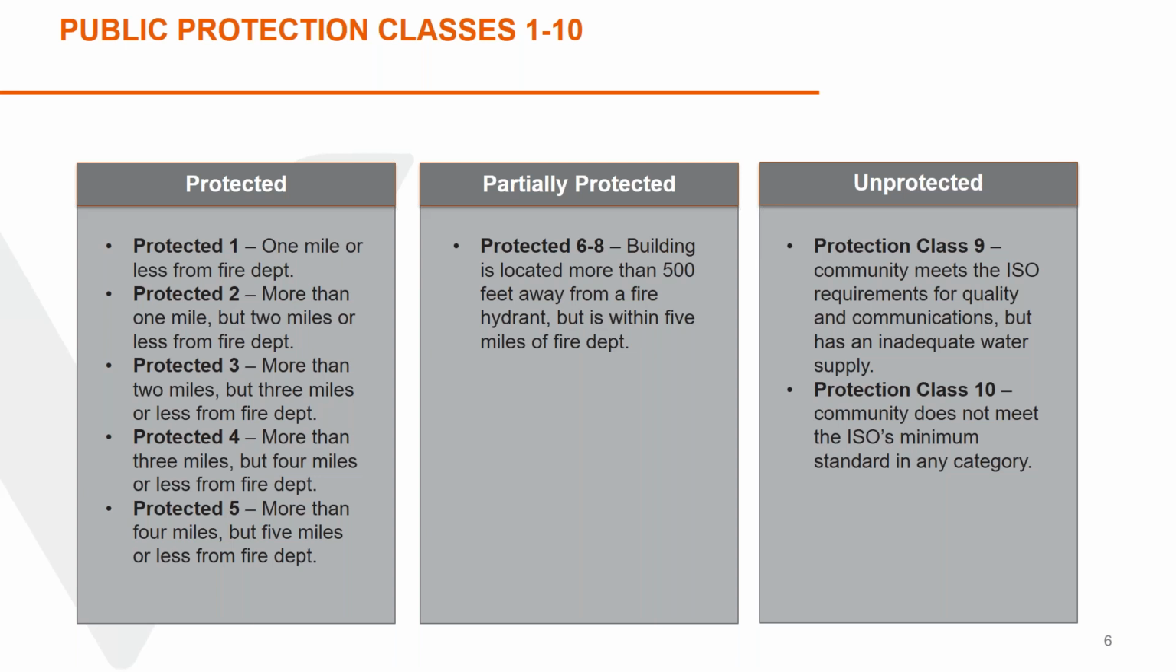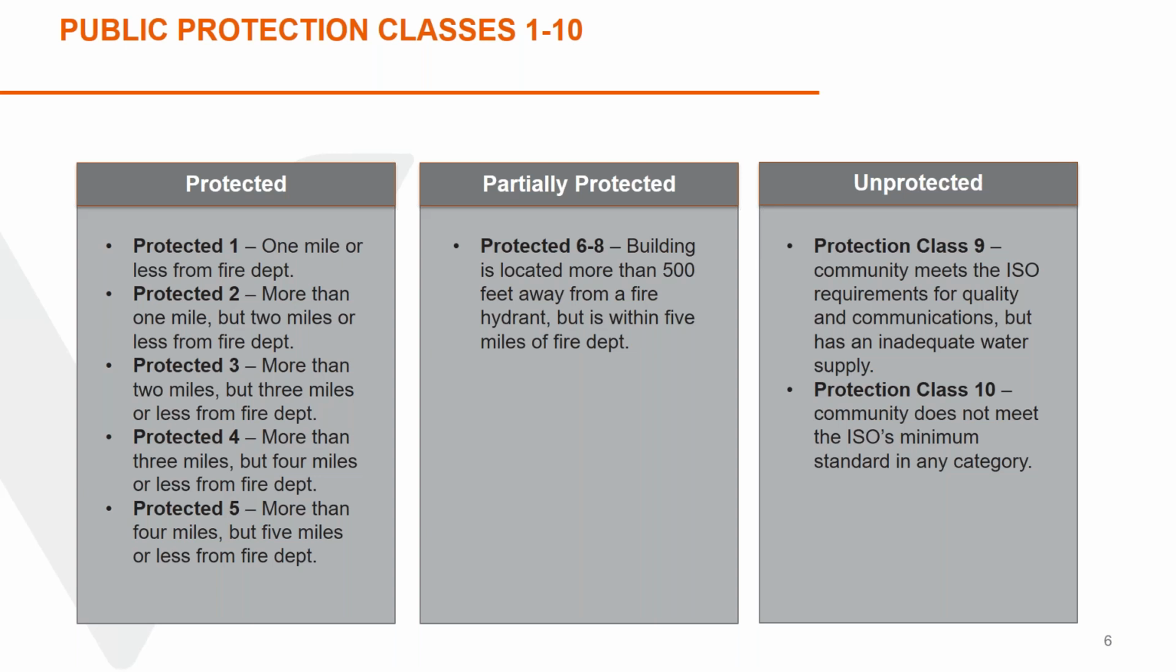The big distinction is once you go to a 9. Once you go to a 9, it's considered unprotected. And you can see 10 means it's literally completely unprotected. Usually we see more 9s and 10s in the mountain states when they're building something on top of a mountain. There's a very, very good chance it's a 9 or a 10.